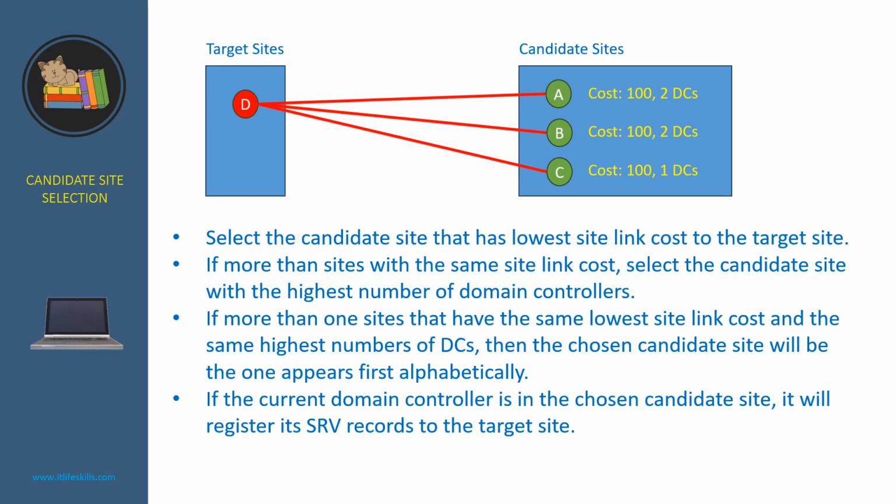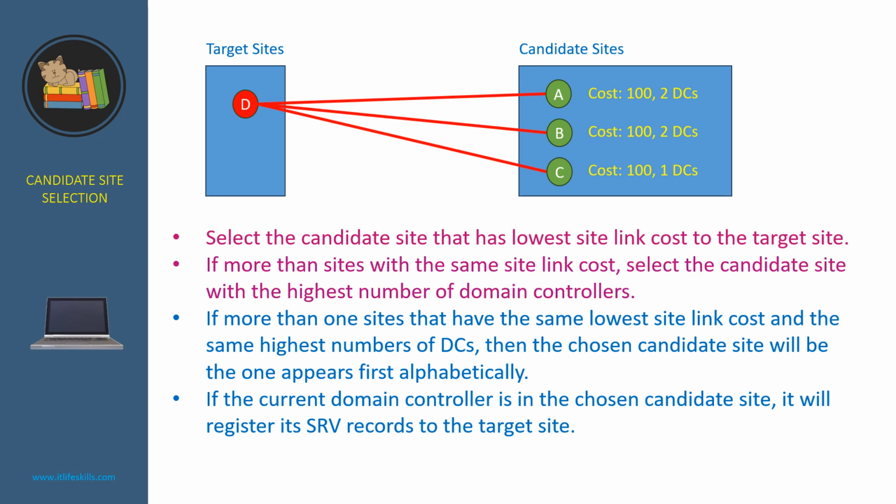Now the domain controller will perform the candidate site selection. First, it will select the candidate site that has the lowest site link cost to the target site. In this case, site A, site B, and site C have the same cost of 100 to the target site D, so it will keep site A, B, and C in the candidate site list.